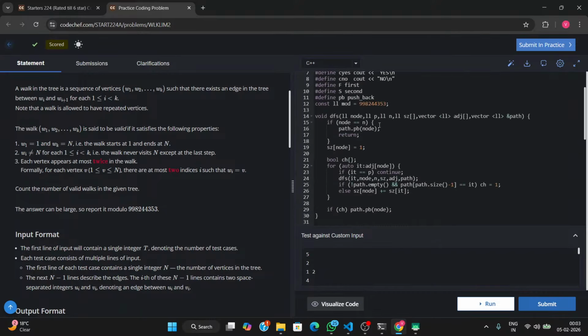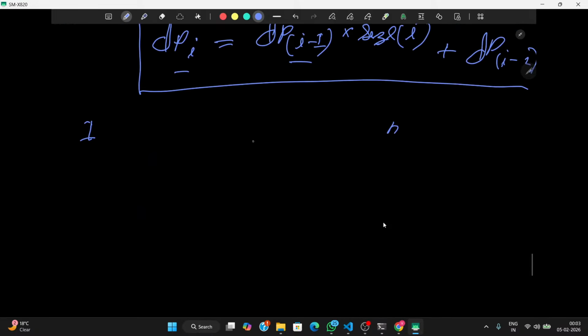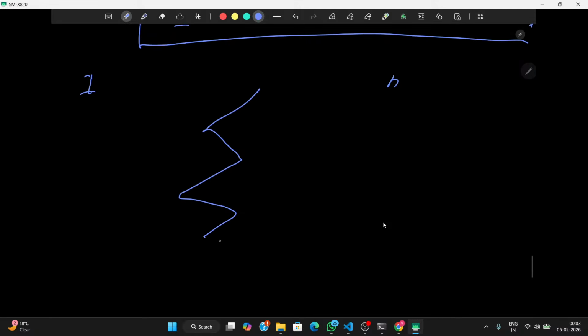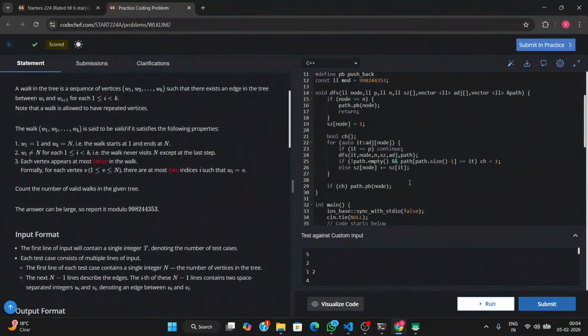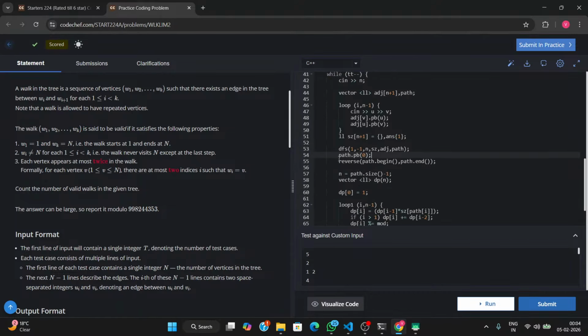Since in the DFS call, the last node, okay, let me show it here. Since we are calling a DFS, right? The DFS will go something like this, and then it will store this in the path, and then it will store this in the path. So all of this is in reverse order. So we need to reverse it, right? So that's why I first of all pushed back any temporary element in the path and then reversed it. Now our path is one-indexed and in the correct order, right?